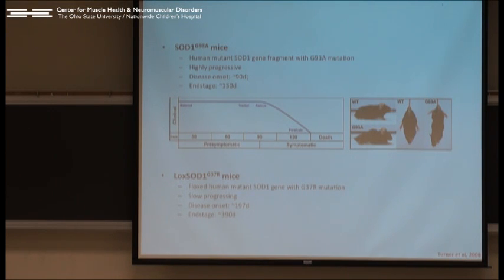These are the human SOD1 genes that have been placed transgenically in the mice. The most commonly used mouse model is the SOD G93A, high copy number SOD G93A mouse. This is the human mutation of the SOD1 gene fragment that's put into the animals at multiple copies. It's highly progressive, with disease onset at approximately 90 days of age and end stage at approximately 130 days. There's another mouse that is routinely utilized, the SOD G37R mice.